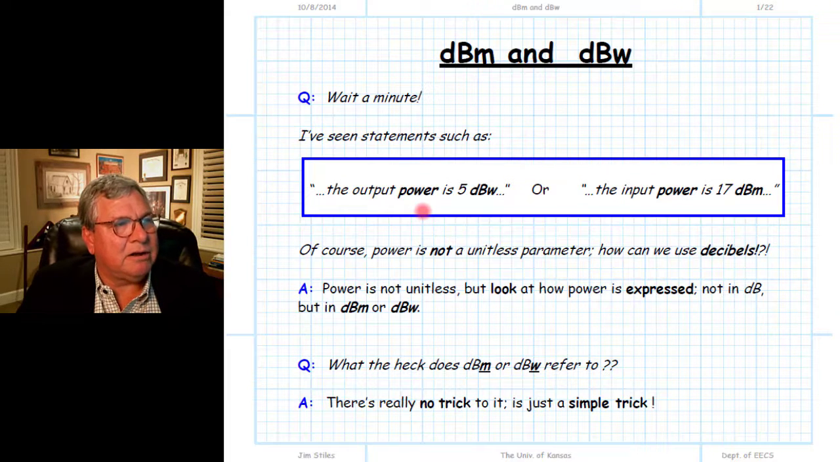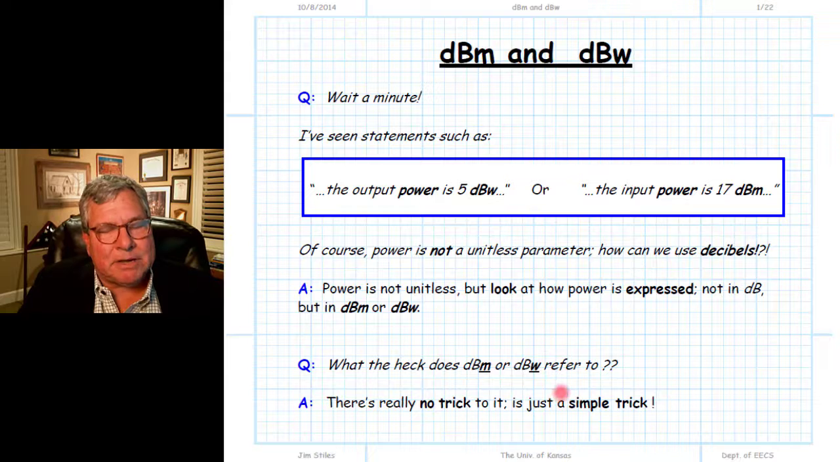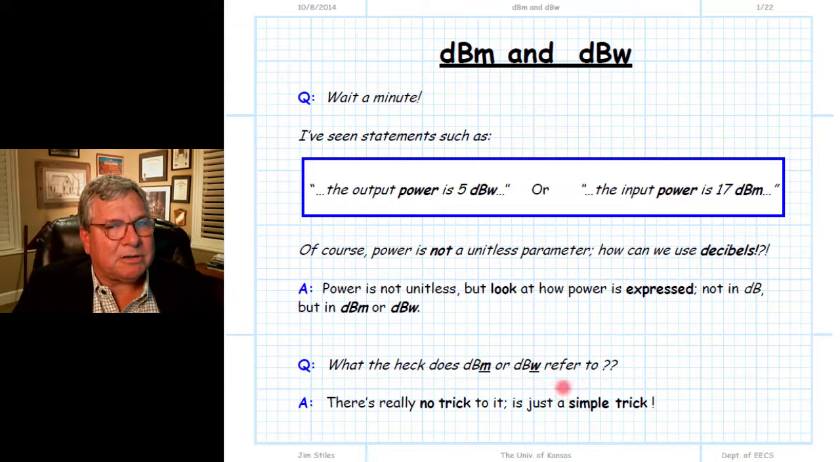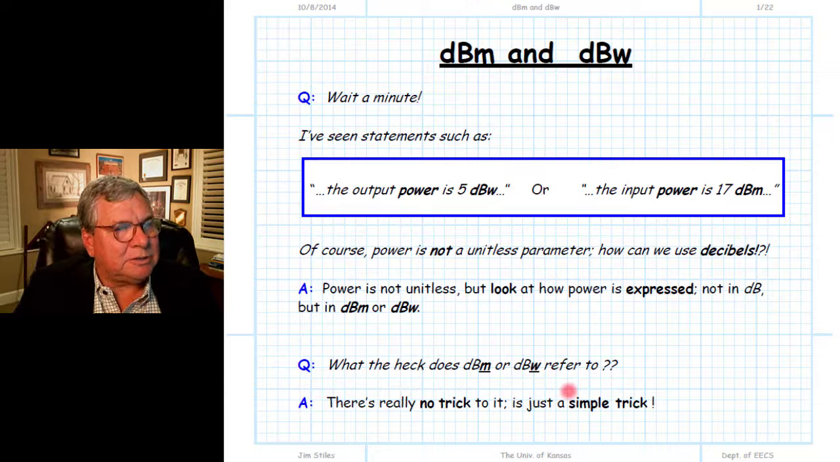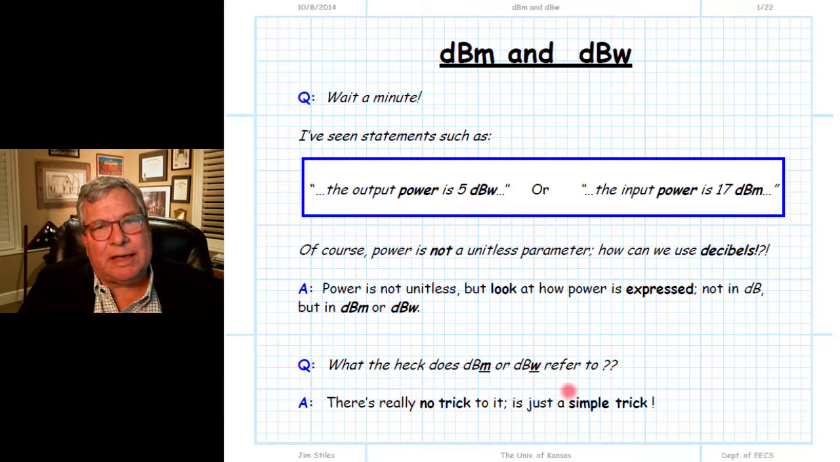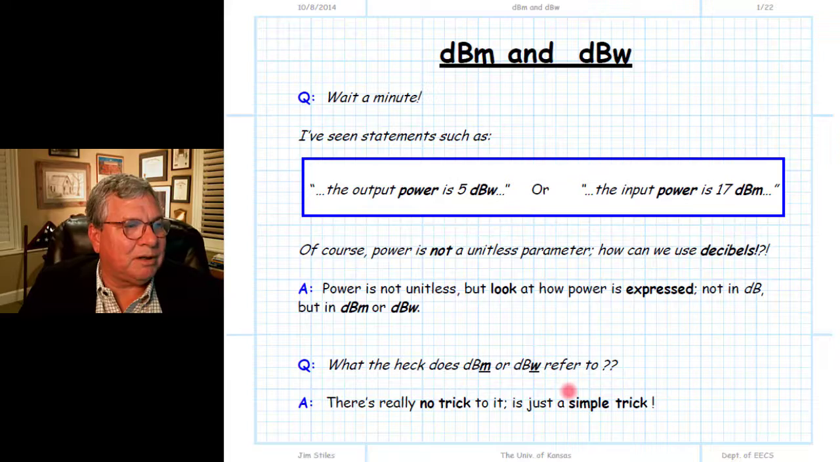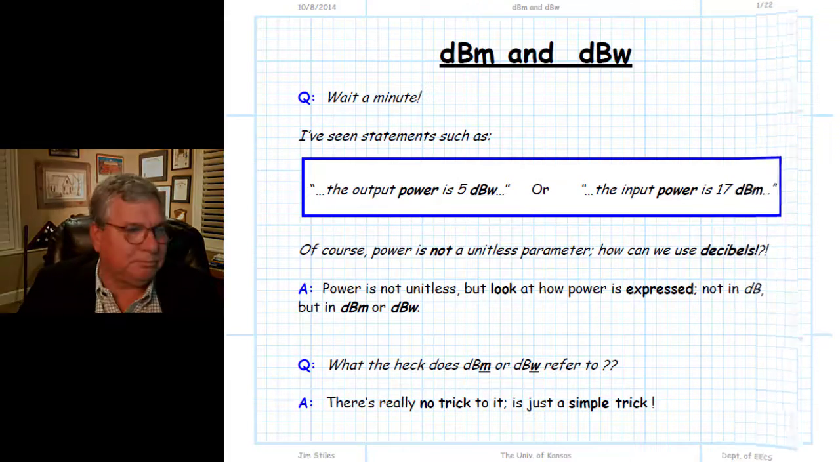And of course, the key thing here is it doesn't say 5 dB or 17 dB. It says 5 dBw or 17 dBm. So these are new operators, and they're similar to the decibel operator, but they aren't the same as the decibel operator. To express power with a log operator, we have to apply sort of a simple trick.